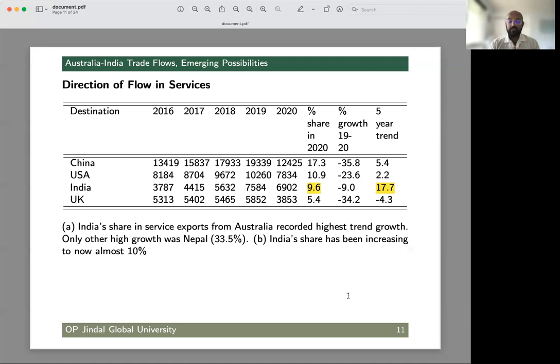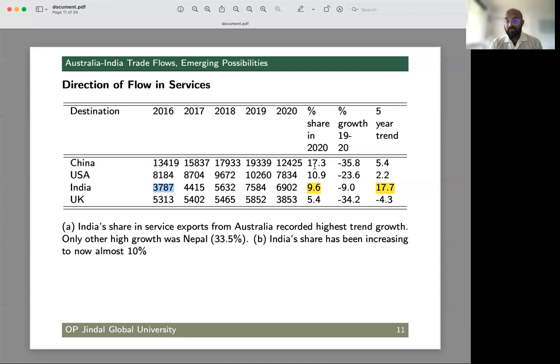There are connections between India and Australia which are significant, which are emerging, specifically the direction of flow of services. If you look at that, we started out pretty slow. In 2010, India was not importing a lot of services from Australia. But by 2020, its share was almost 10% and equal to the US and almost competing with China in terms of service imports from Australia. So India starts featuring as a major service export destination for Australia in the late 2010s.